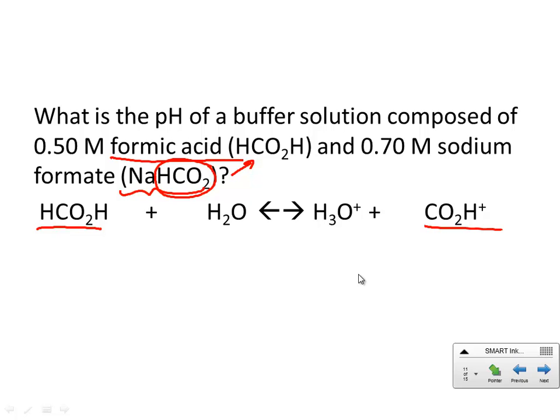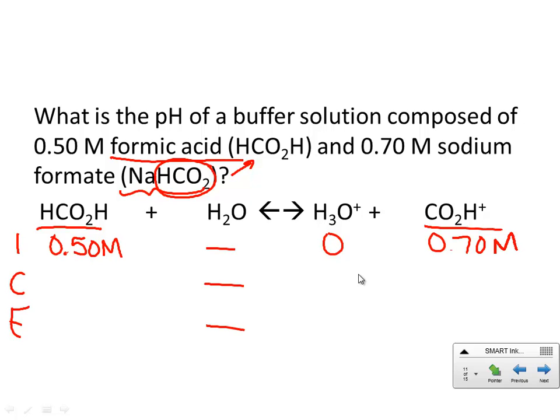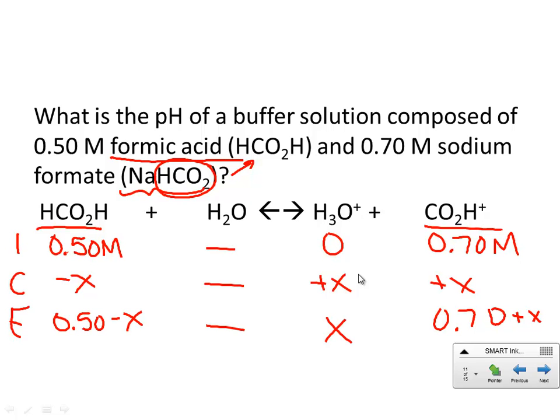If we look at this, we can set up our ICE box. I'm actually just going to write that up here. We've got ICE. We can start off by writing in our 0.5 molar here. We're just going to ignore water the whole way down. We don't have any initial source of H+, but we do have a 0.7 molar initial source of the formate ion over here. So minus x, plus x, plus x. So fill in our ICE box.